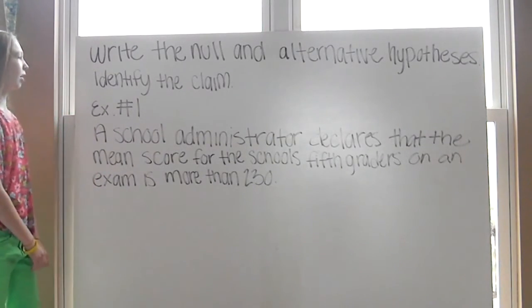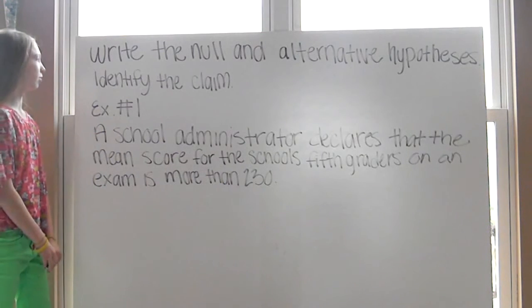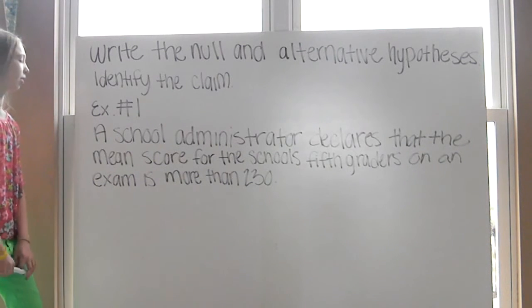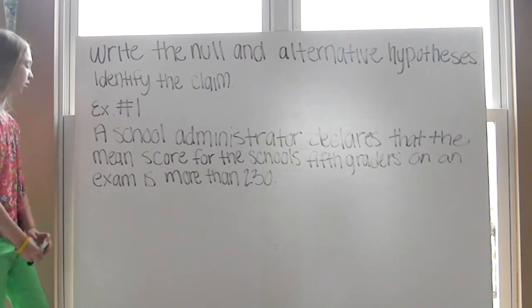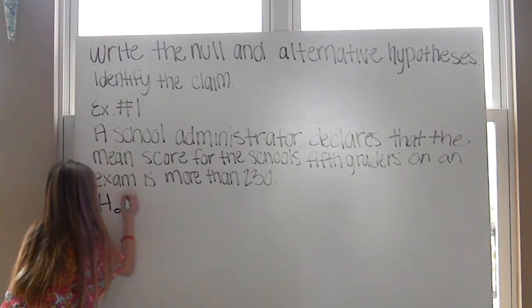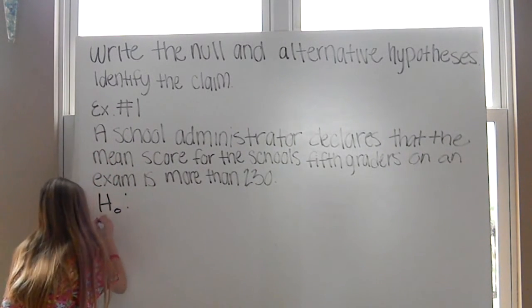Example number 1. Write the null and alternative hypothesis, identify the claim. A school administrator declares that the mean score for the school's fifth graders on an exam is more than 230. The null hypothesis and the alternative hypothesis.